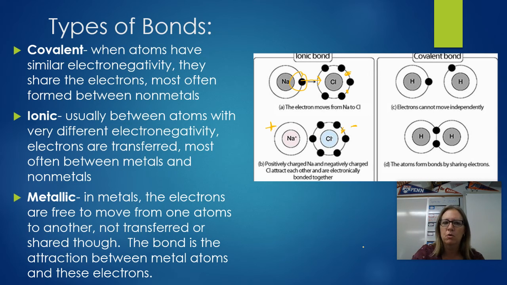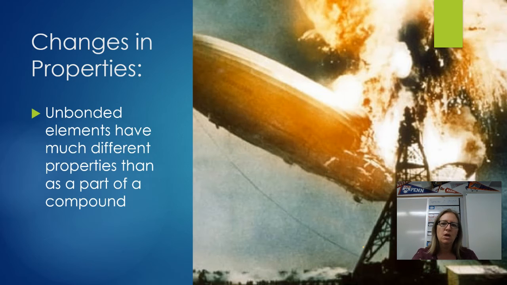We will talk a lot more about the covalent and the ionic bonds in the next section, though, okay? So this is a picture of the Hindenburg. This is a blimp that used to fly around, and it actually exploded. And it's just a very big example of the fact that unbonded elements are very different than bonded elements.